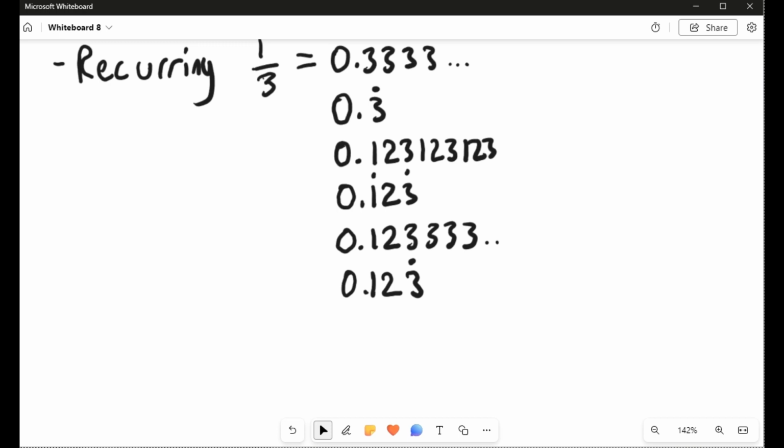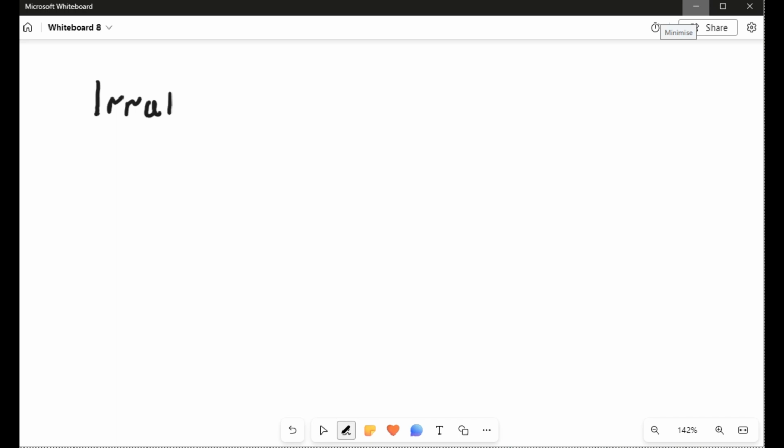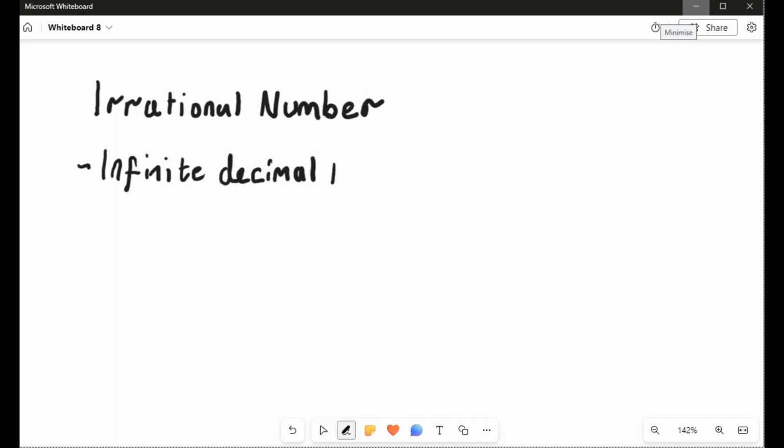So now let's have a look at our final type of number, the irrational number. Irrational numbers have an infinite number of decimal points, and all of the decimal points are random. This means that our number goes on for an infinite number of points, and you cannot predict what the next point will be unless you figure it out. A good example of an irrational number is pi.